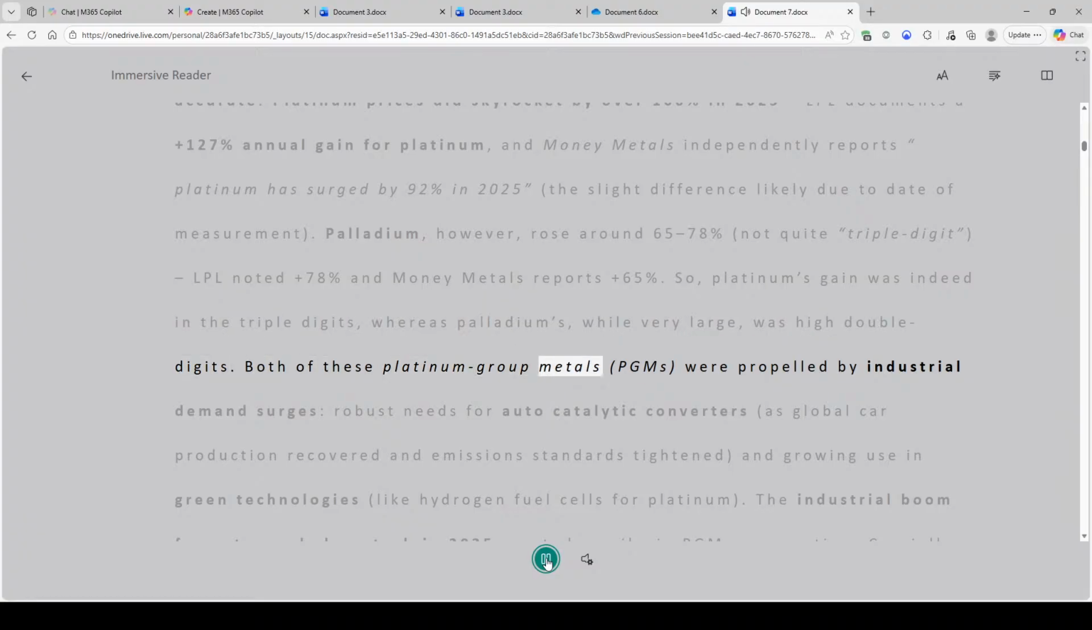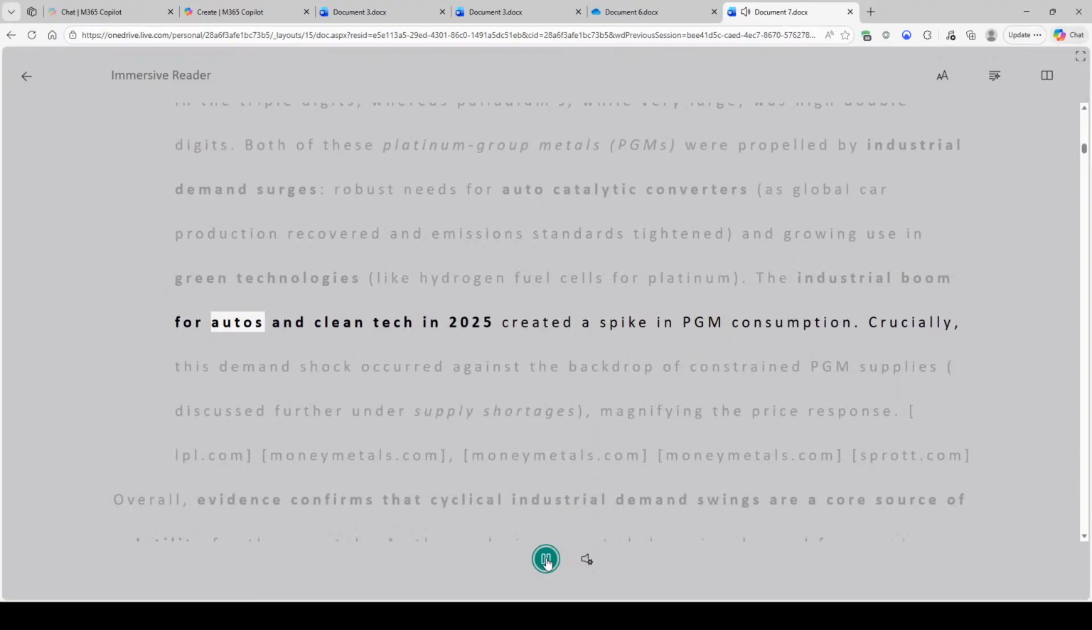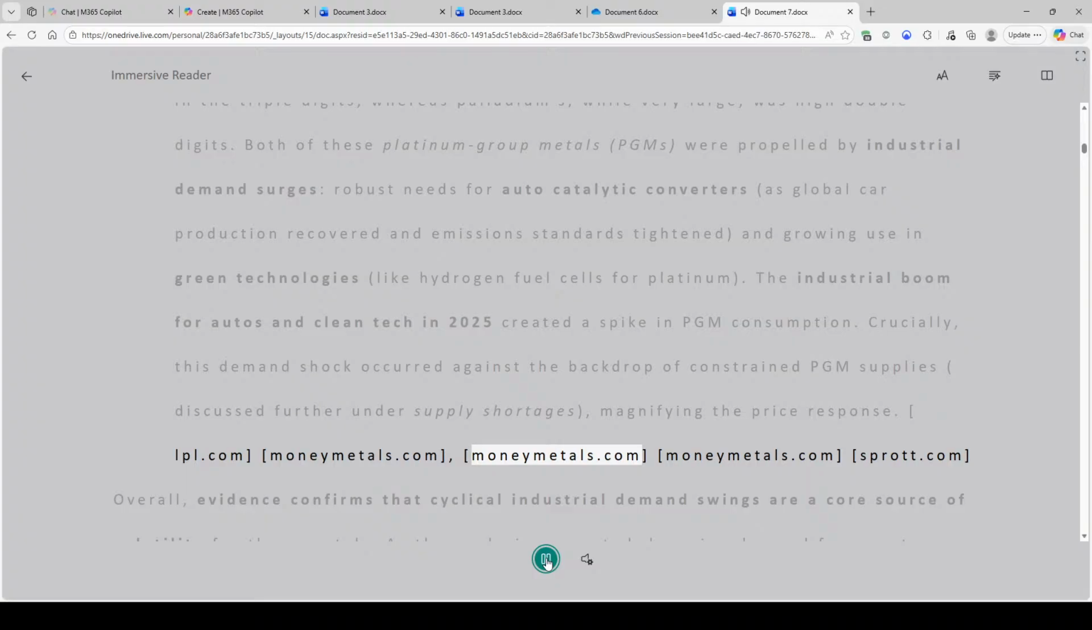Both of these platinum group metals, PGMs, were propelled by industrial demand surges, robust needs for autocatalytic converters, as global car production recovered and emission standards tightened, and growing use in green technologies, like hydrogen fuel cells for platinum. The industrial boom for autos and clean tech in 2025 created a spike in PGM consumption. Crucially, this demand shock occurred against the backdrop of constrained PGM supplies, discussed further under supply shortages, magnifying the price response.